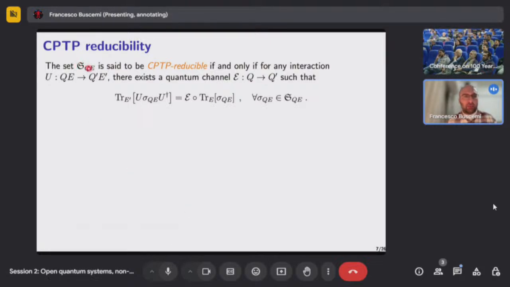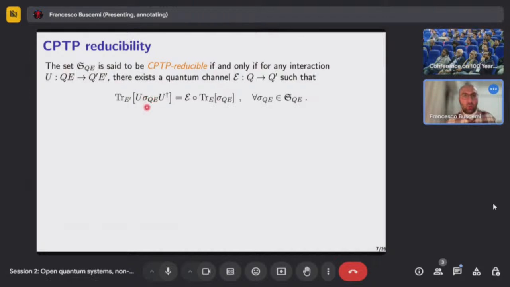So again, the set of initial correlations is said to be CPTP reducible if and only if for any interaction between system and environment together, there exists a quantum channel, so a CPTP linear map E from the system Q to the system Q prime alone, so like an open quantum system evolution, such that this holds.